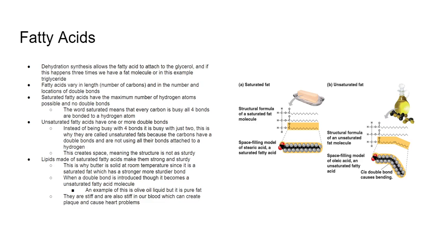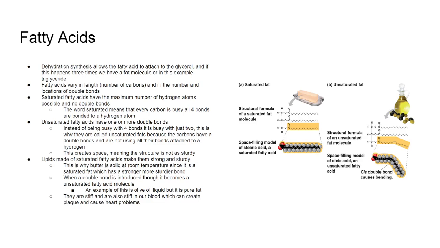Saturated fatty acids essentially have the maximum number of hydrogen atoms possible and no double bonds. The word saturated means that every carbon is busy, right? If we were to look at the purest form of a carbon structure, it's when all 4 of its bonds are bonded to something. That's the best possible scenario for carbon. Essentially, the saturated part comes from the fact that each carbon has all of its 4 bonds bonded to a hydrogen.